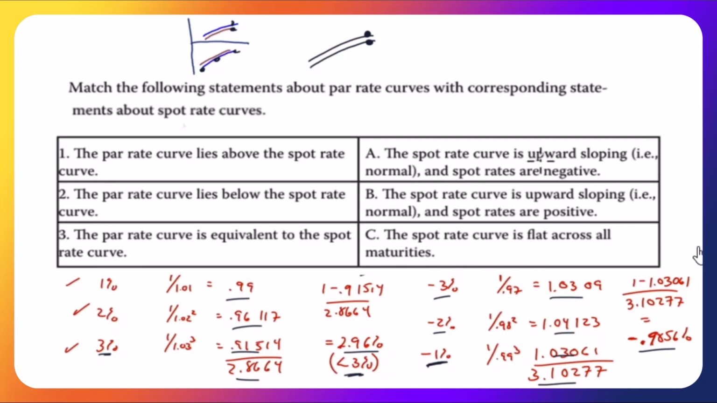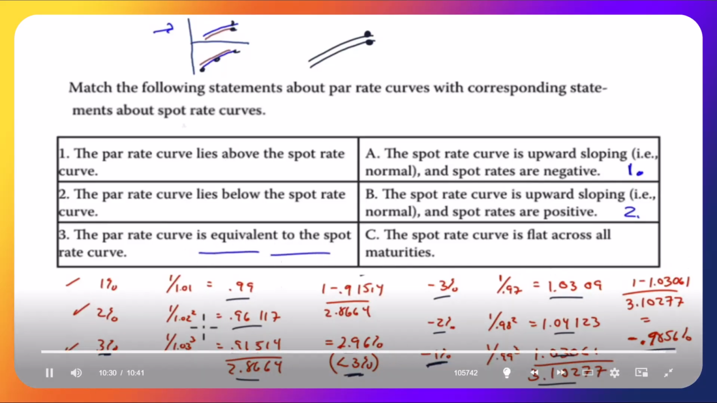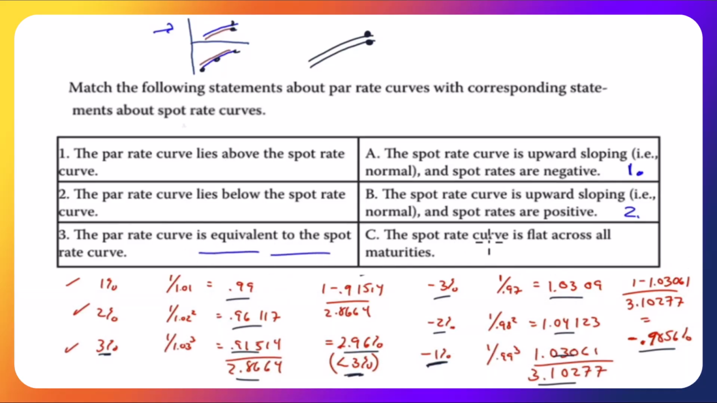Let's see, the spot curve is upward sloping and spot rates are negative. The par rate curve will lie above the spot curve. That is true. So A is 1 in this case. Let's put a number 1 in there. The par rate curve lies below the spot rate curve, which we have up here. The spot rate curve is upward sloping and spot rates are positive. Yes, there's number 2. And the par rate curve is equivalent to the spot rate curve. You get that if you have flat curves. The spot rate curve is flat across all maturities. There we are.